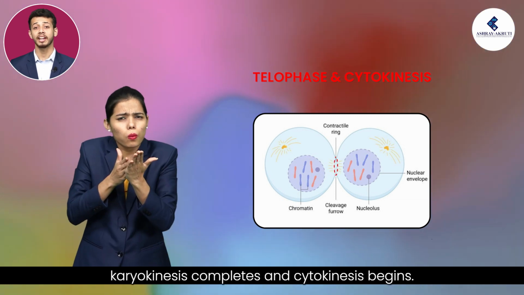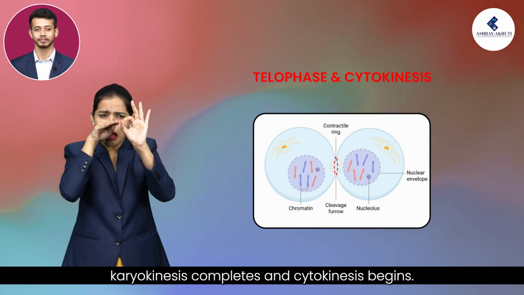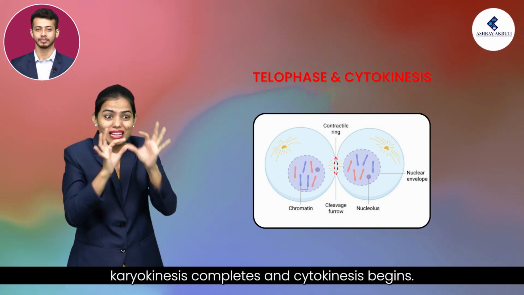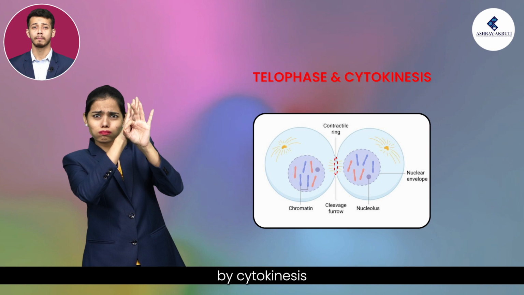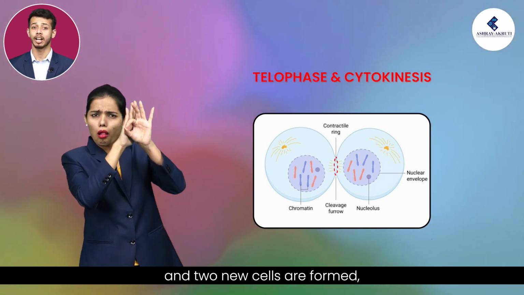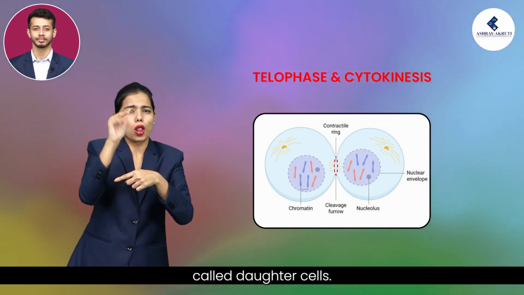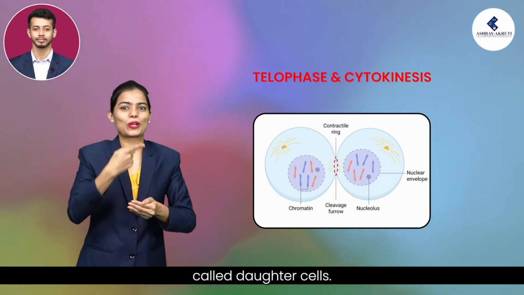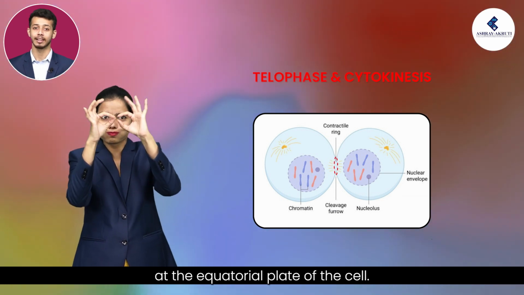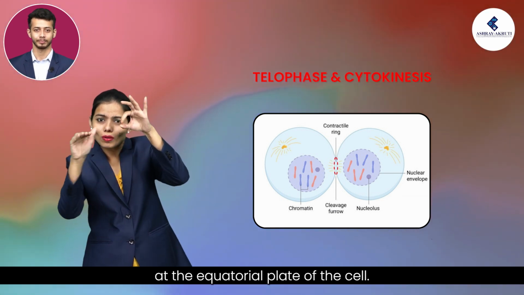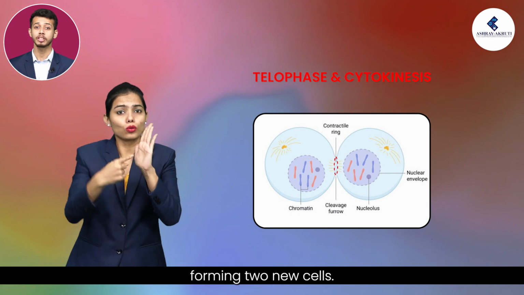In this way, karyokinesis completes and cytokinesis begins. The cytoplasm divides by cytokinesis and two new cells are formed, called daughter cells. A notch or groove is formed at the equatorial plate of the cell. This deepens gradually, forming two new cells.